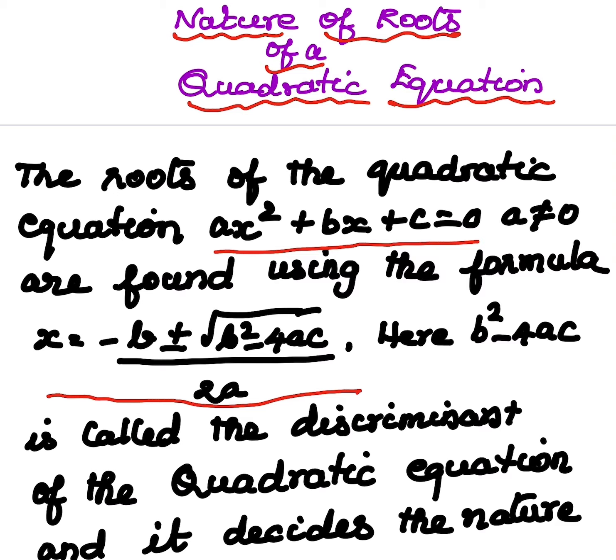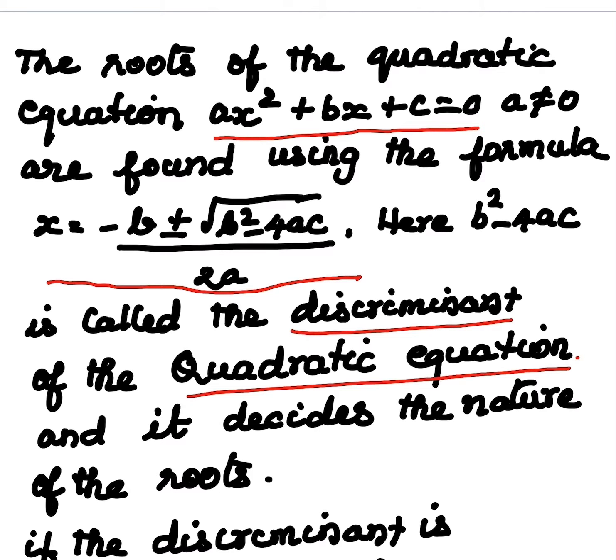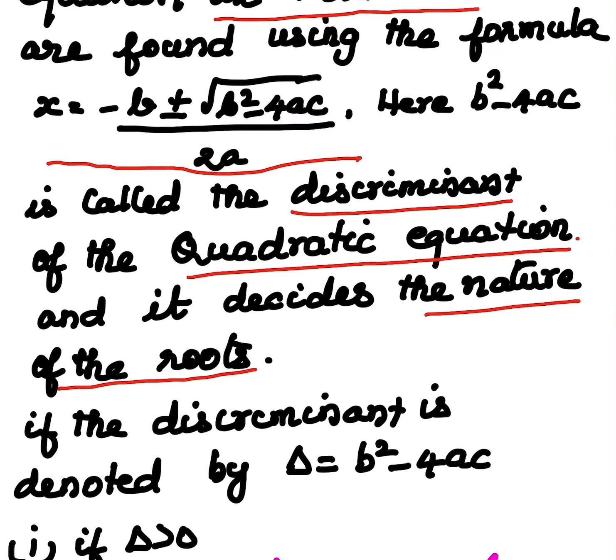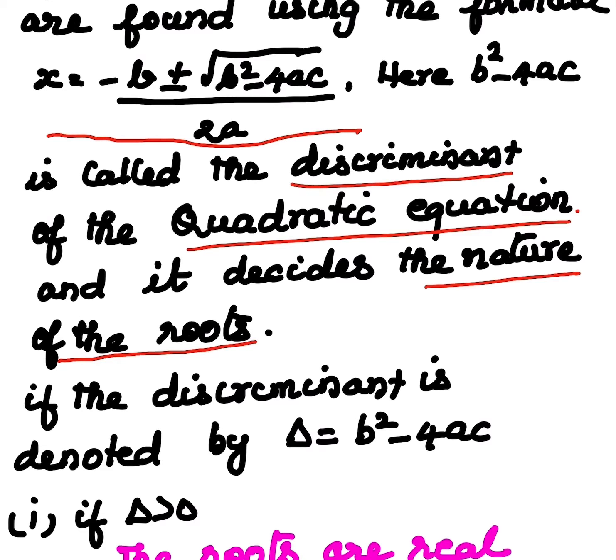Here b squared minus 4ac, which is inside the root, is called the discriminant of the quadratic equation, and therefore it decides the nature of the roots. So depending on the discriminant, we are going to decide the nature of the roots.